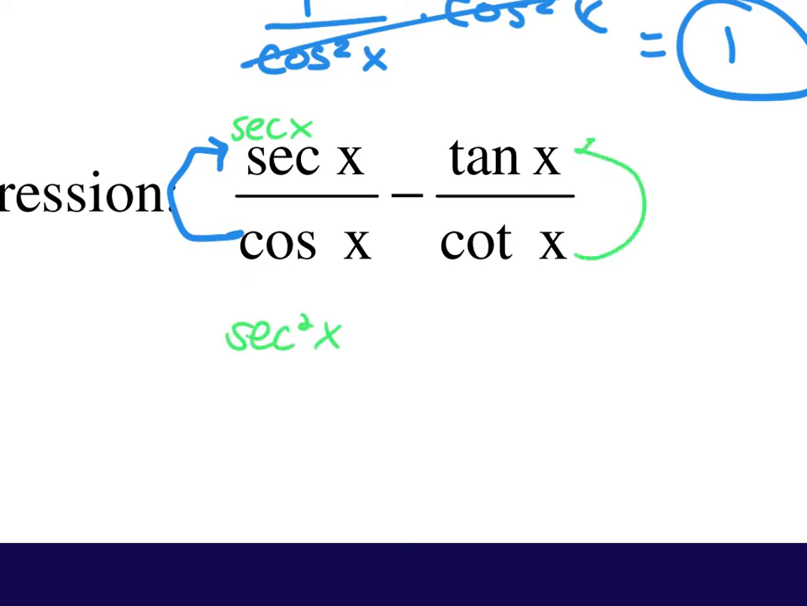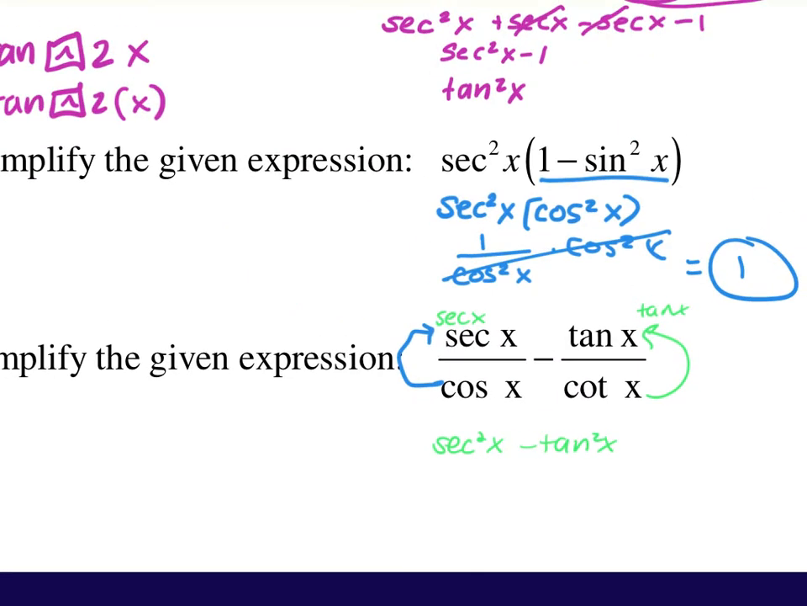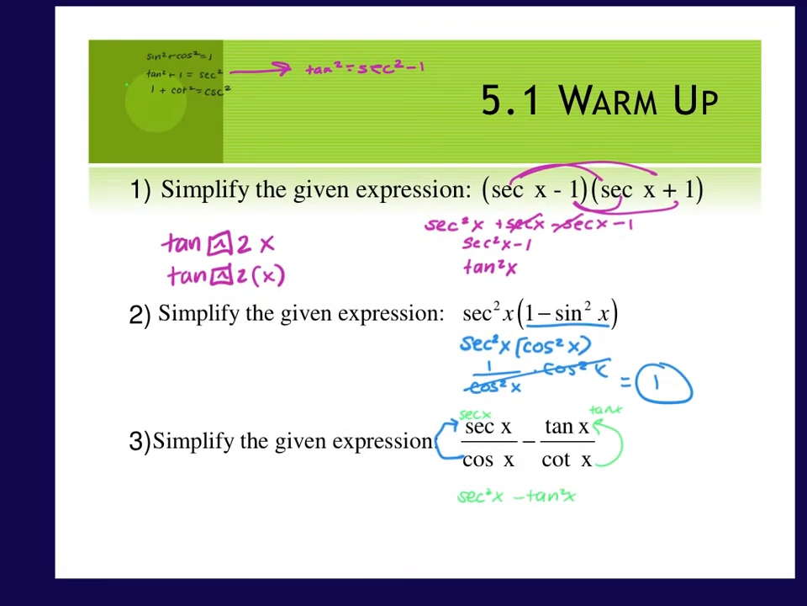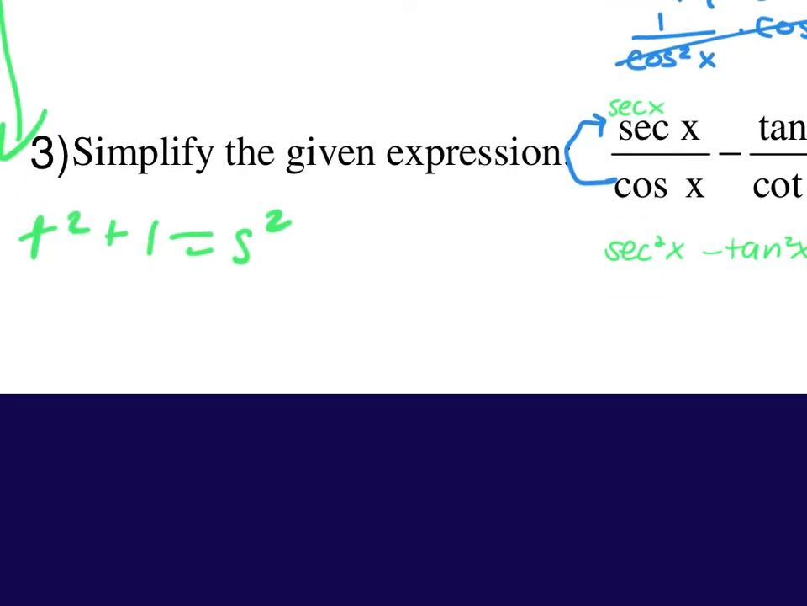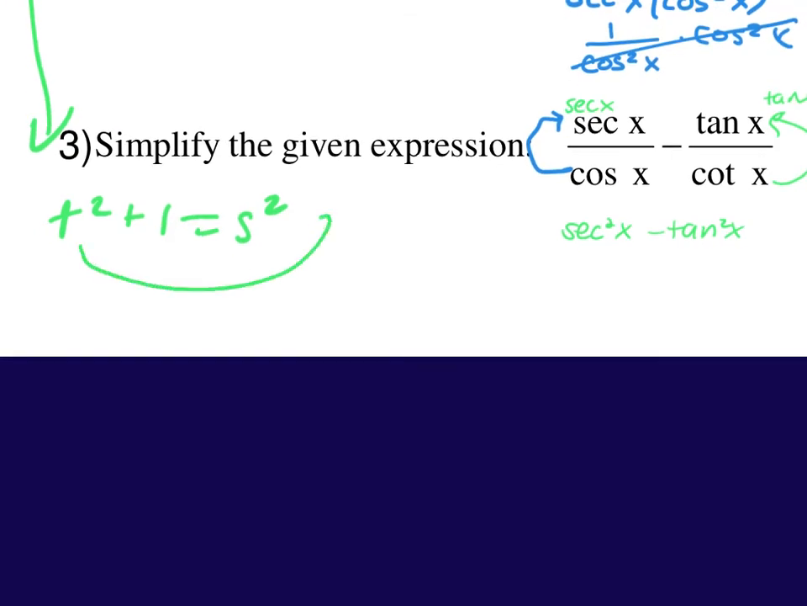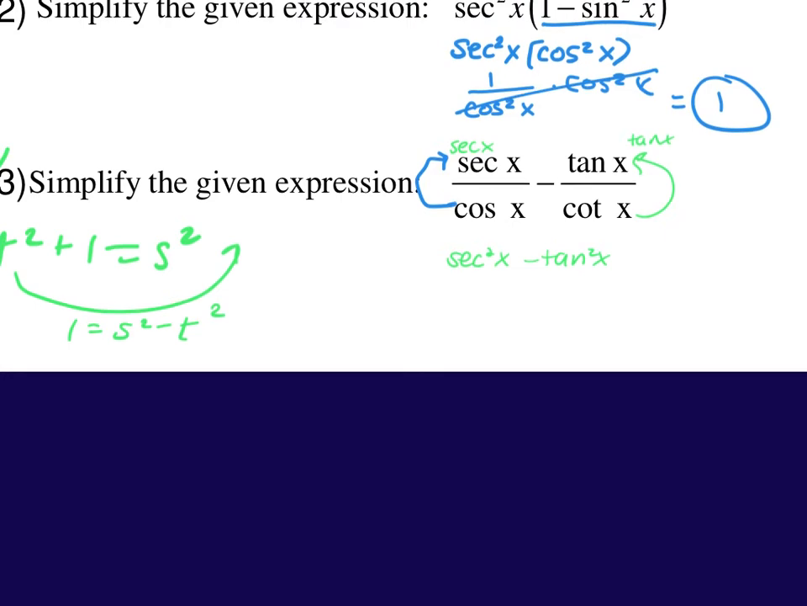I move cotangent from the bottom to the top, and it becomes its reciprocal, which is tangent, and I get tan squared x. There's a Pythagorean identity that has tangent and secant, but they're not on the same side. Secant minus tangent means this is moving over here, and I get just 1.